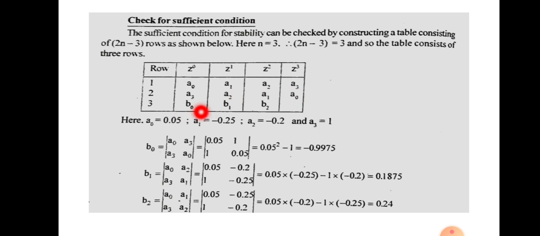Next, the third row. We have to find out the entries in the third row, which will be b0, b1, b2. There is a separate equation for finding b0, b1 and b2. So b0 will have an equation.